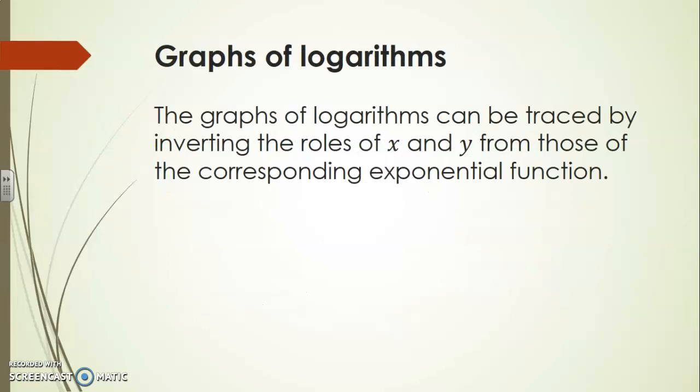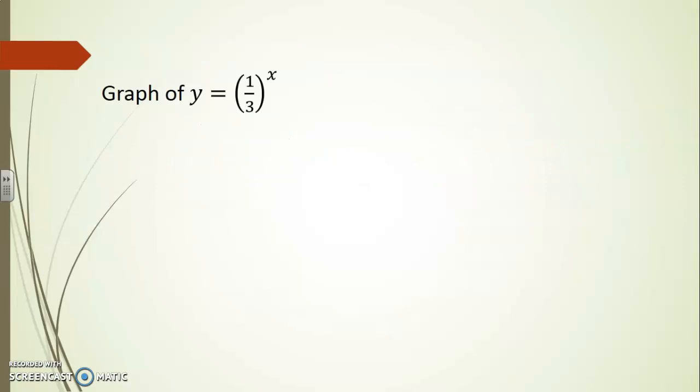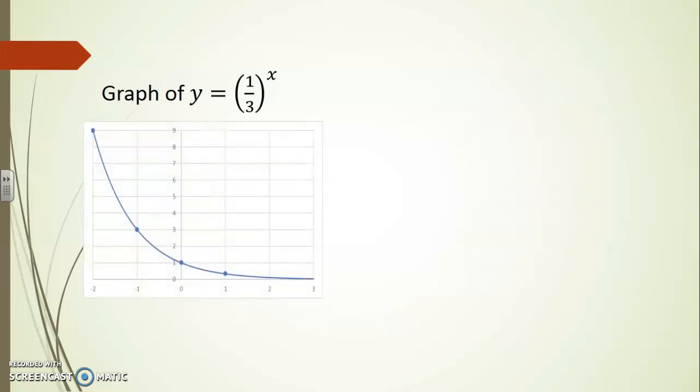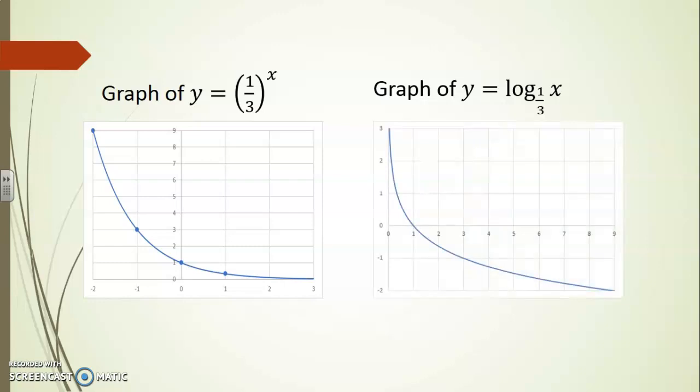Graphs of logarithms can be traced by inverting the roles of x and y from those of the corresponding exponential function. For instance, the graph of y equals (1/3) to the x, seen in our previous video, showed an exponential of decreasing nature with y equals 0 as a horizontal asymptote. The graph of the logarithm in base 1/3 of x would interchange the x's and the y's and now have a vertical asymptote at x equals 0.